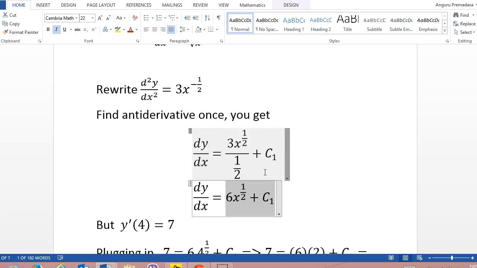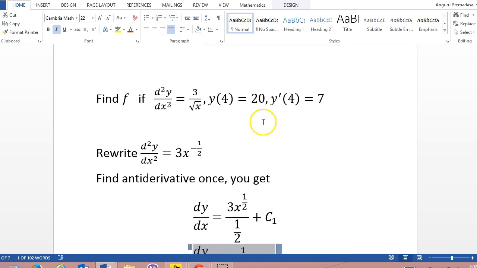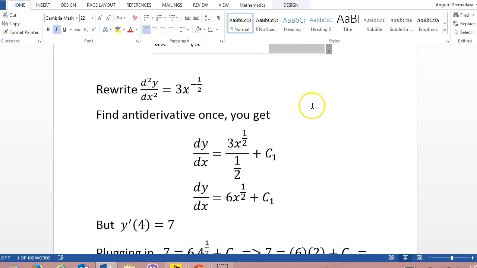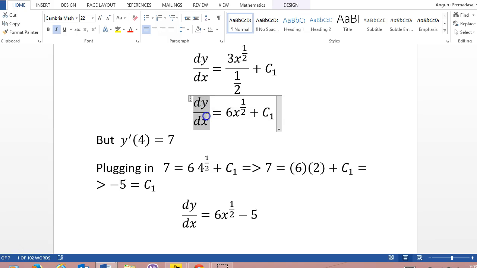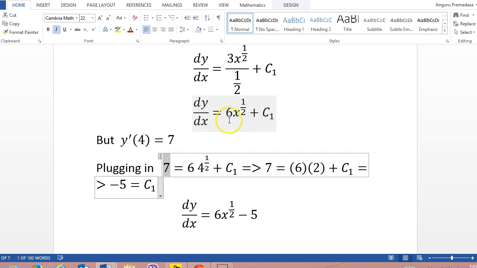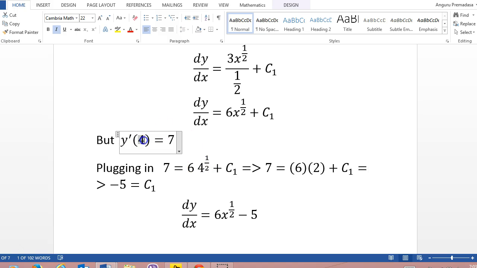So how do you find that? You look at the initial conditions. You are still with the first derivative of y, so the initial condition to use is the one that involves the first derivative. We are told that if you plug in x equals 4, the first derivative's value is 7. So you plug in 7 here, and then you have 6 times x, where x is 4, so 6 times 4 to the 1/2, plus c1.